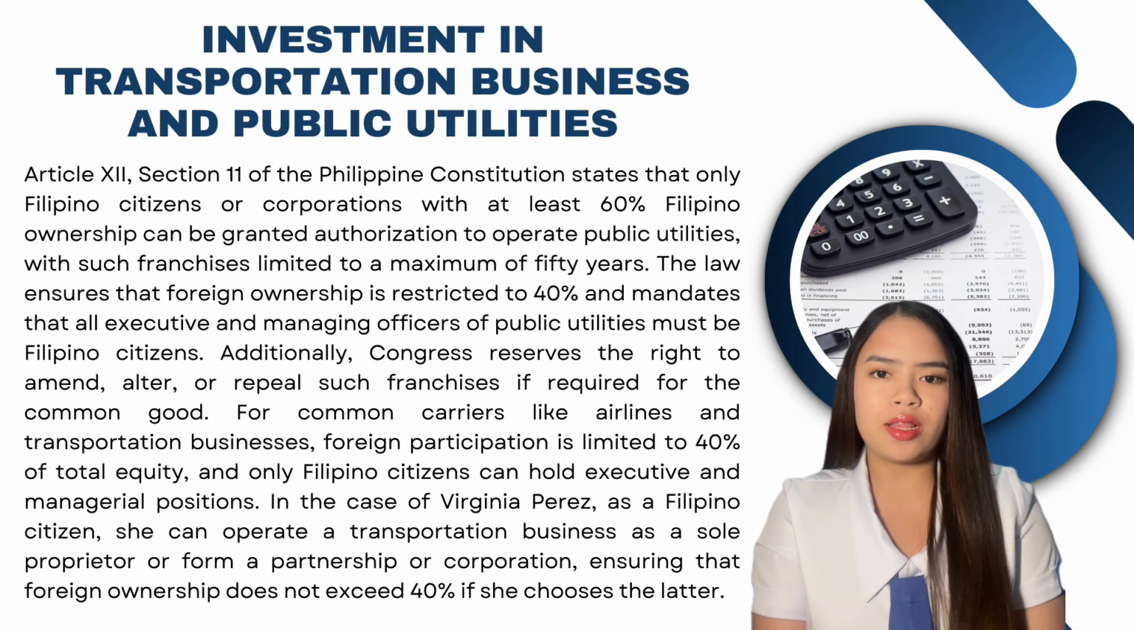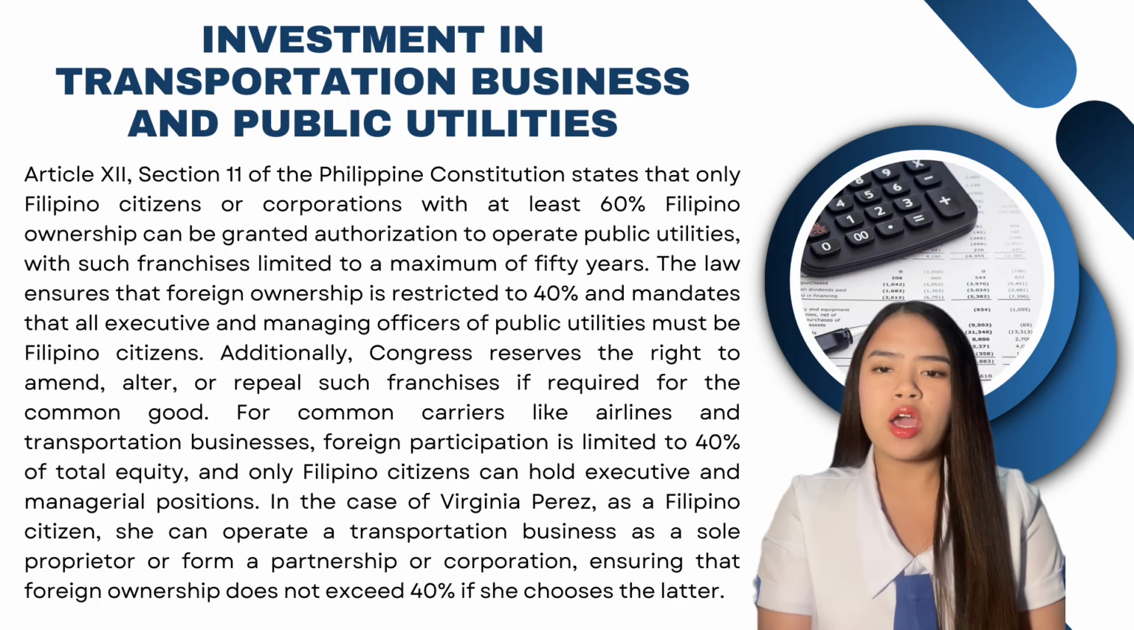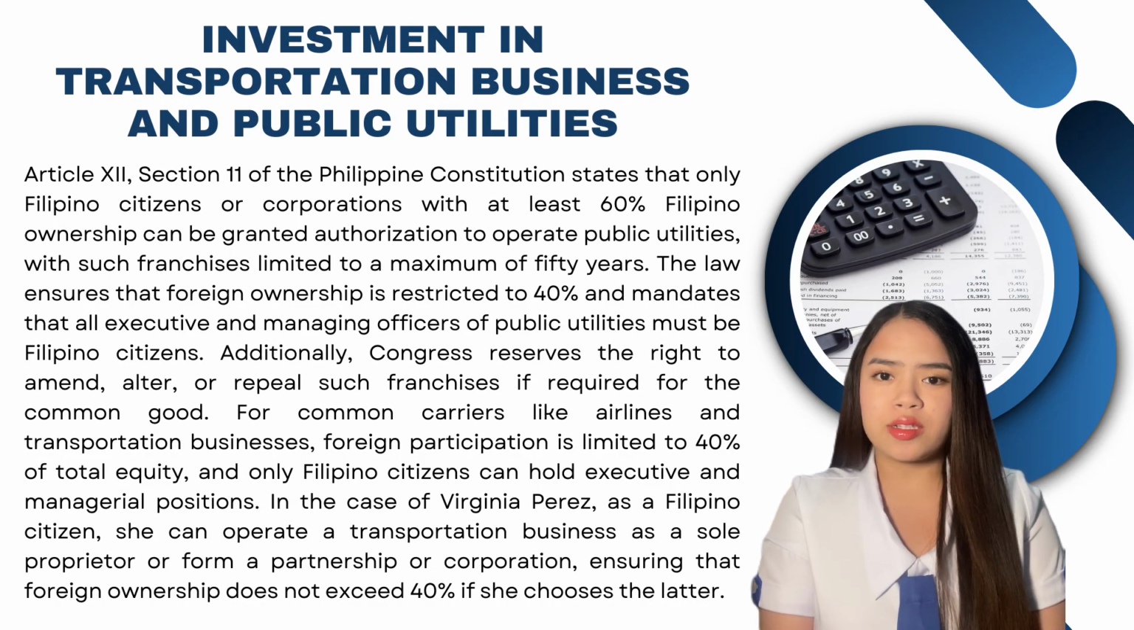Investment in transportation, business, and public utilities. Article 7, Section 11 of the Philippine Constitution states that only Filipino citizens or corporations with at least 60% Filipino ownership can be granted authorization to operate public utilities, with such franchises limited to a maximum of 50 years. The law ensures that foreign ownership is restricted to 40% and mandates that all executive and managing officers of public utilities must be Filipino citizens.